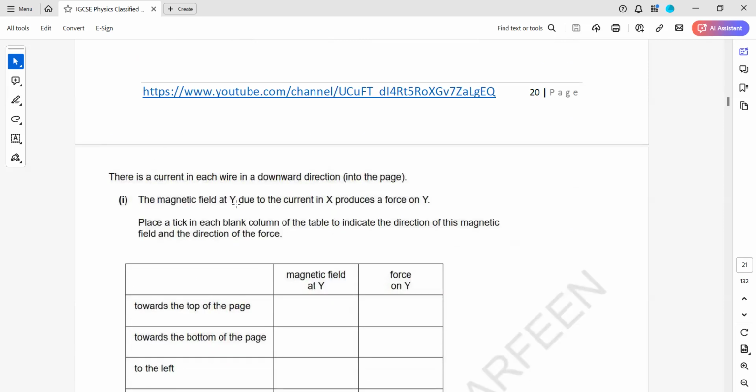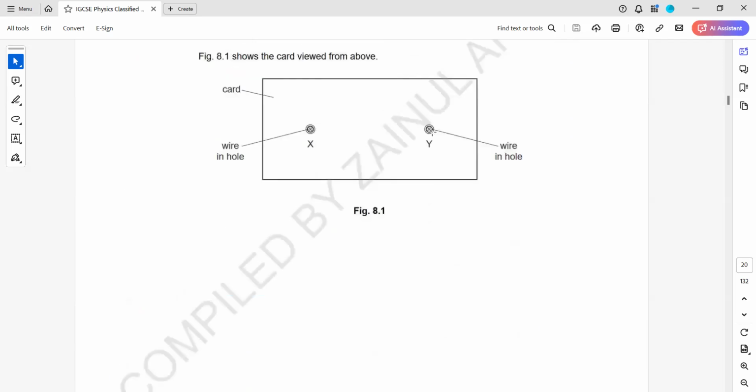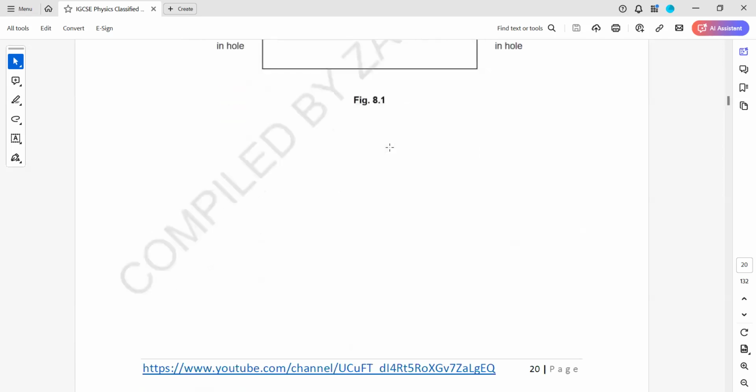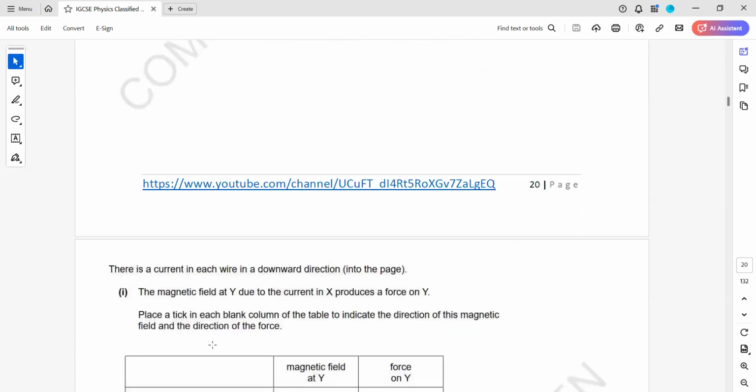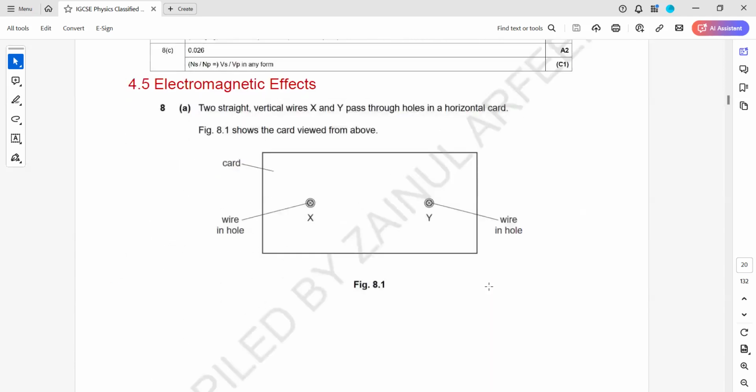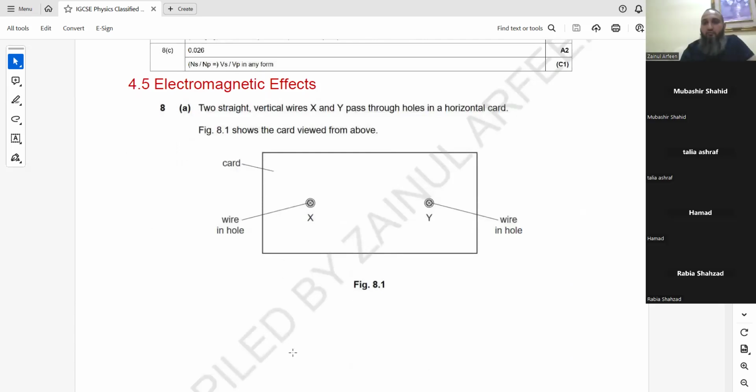Meaning there's a magnetic field at Y, like Y is having a magnetic field because of X. Like X's magnetic field is passing through Y. And because of this magnetic field and the current, it experiences a force. Place a tick in each column to indicate the direction of magnetic field and the direction of force. First, to find the direction of magnetic field. If you want to work out the direction of a magnetic field, which rule will we use? We'll use the right-hand grip rule.